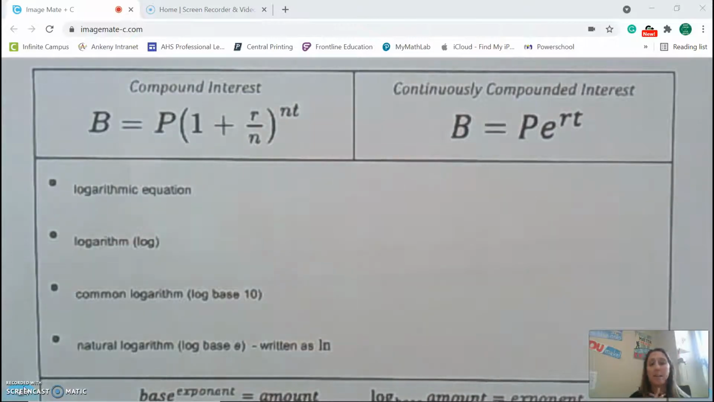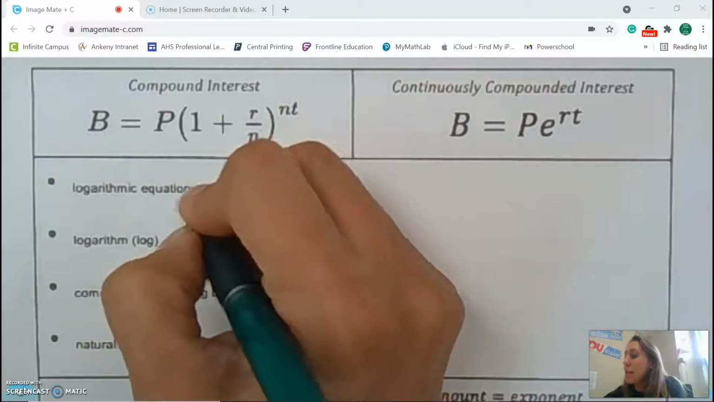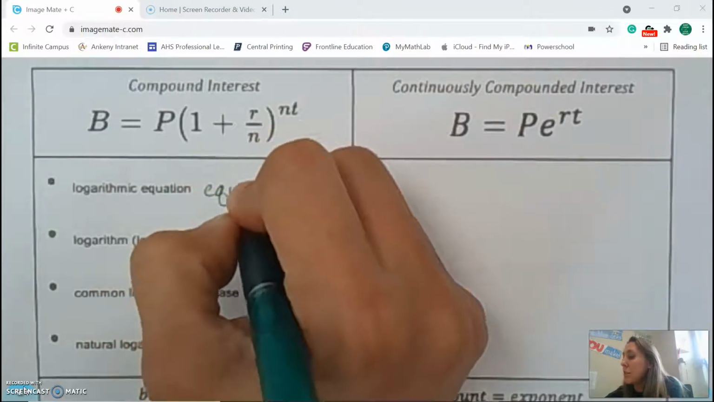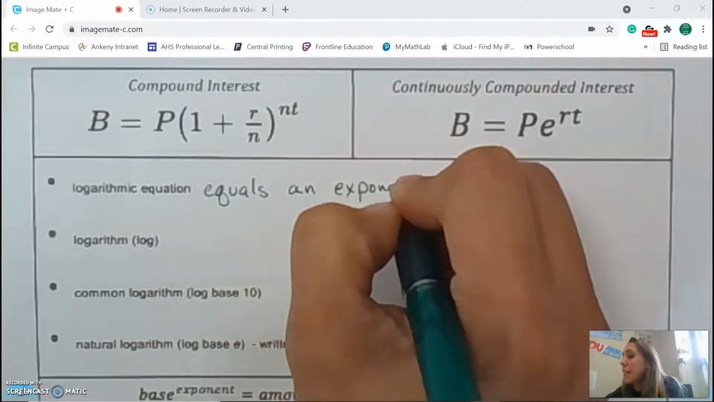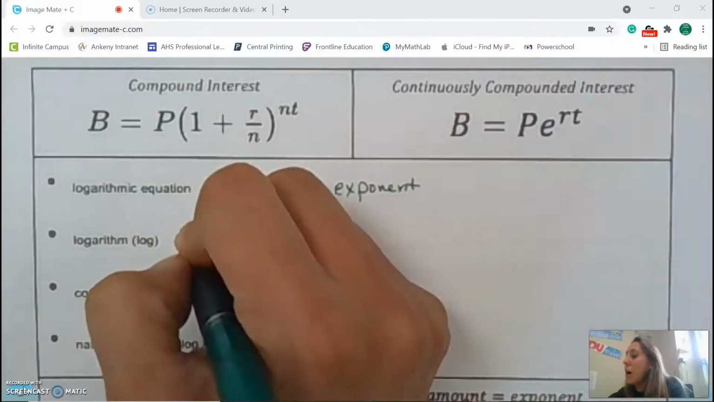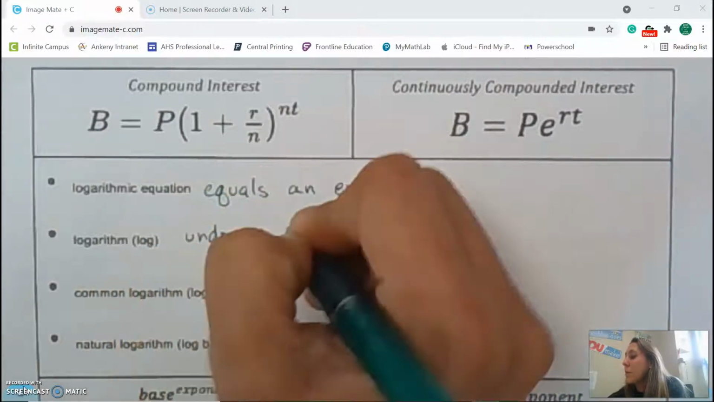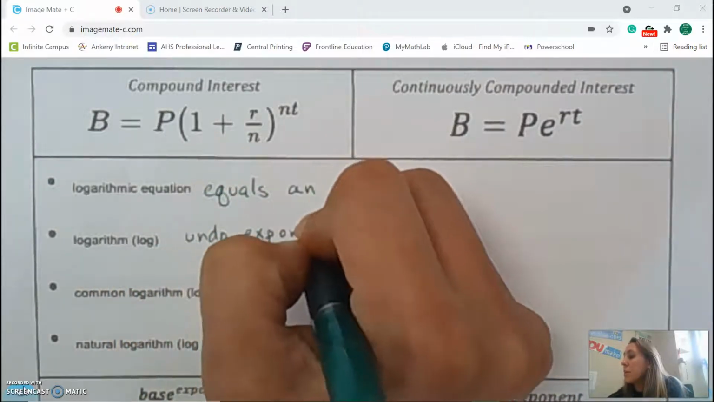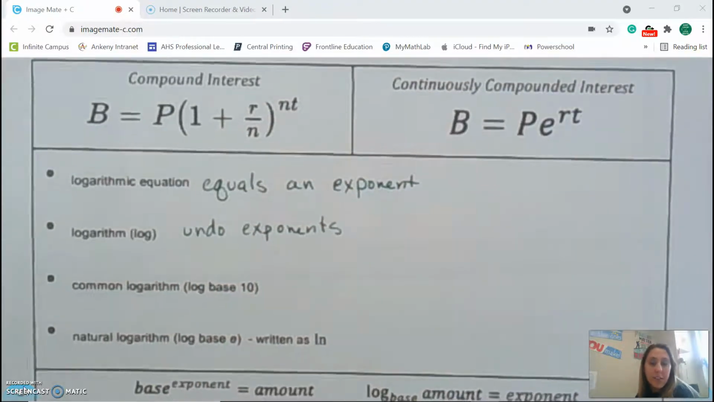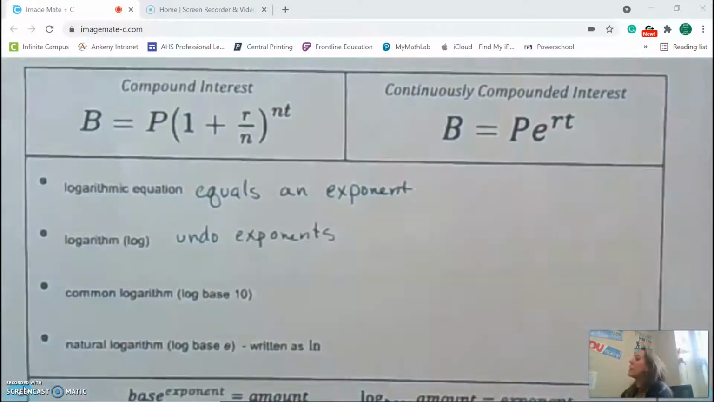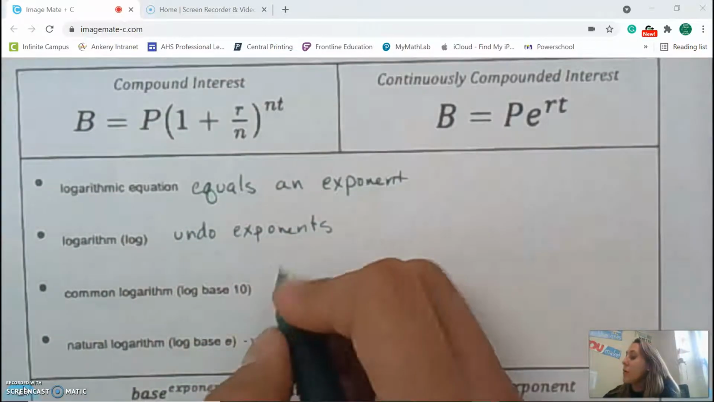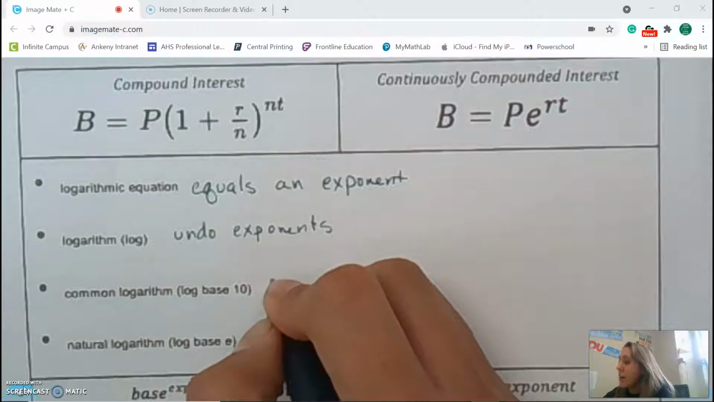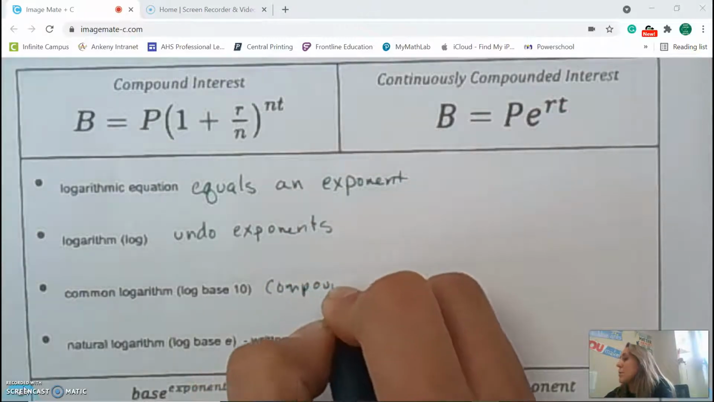So when we're talking about that, we need to use a logarithmic equation because they help us. A logarithmic equation always equals an exponent. And that's going to help us because they will undo exponents. So they're the inverse of an exponent. We are going to use common log, or log base 10, for all of the compound interest problems.